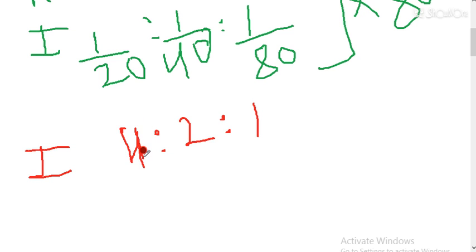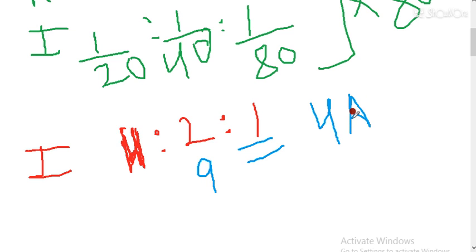So now students, this is the only way through which we can find the current, because no battery is given, nothing is given in the question, but still we can find the answer. So total 9 parts are flowing and 9 parts are equal to 4 ampere. So one part is equal to 4 by 9 ampere.